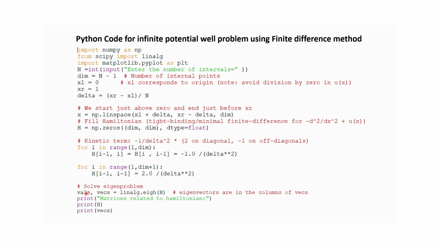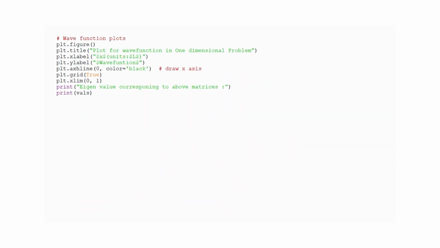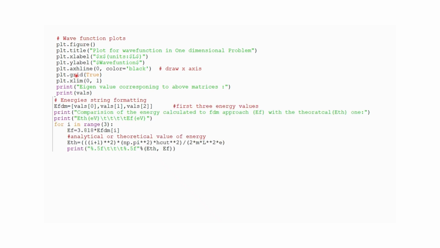Now, to obtain the eigenvalues and eigenvectors, we will use this syntax. This section represents the different parameters used for making the graph interesting. Now, to print the energy values as calculated by FDM, we will use this syntax. Finally, we will plot the different wave functions appearing in the one-dimensional box problem according to these syntax.